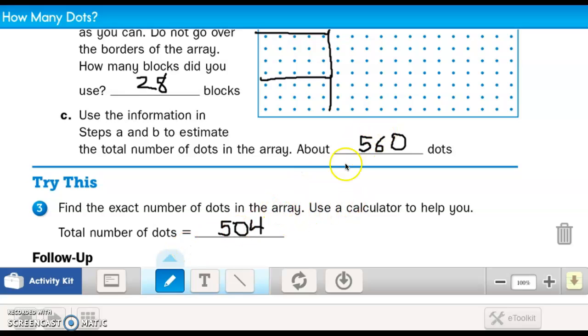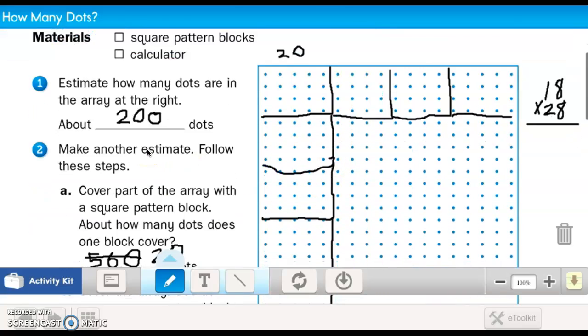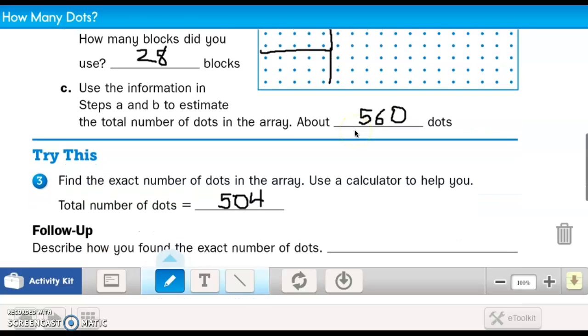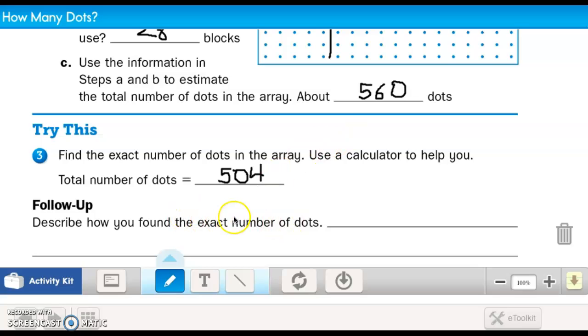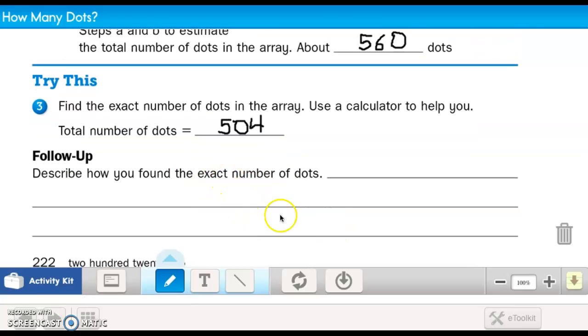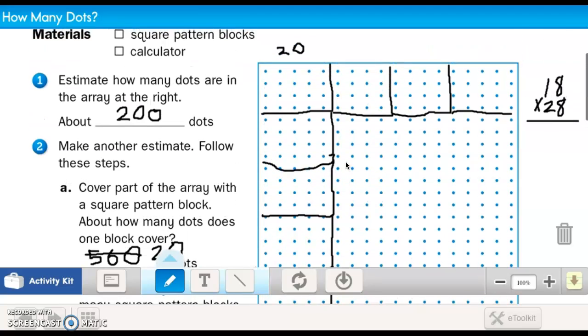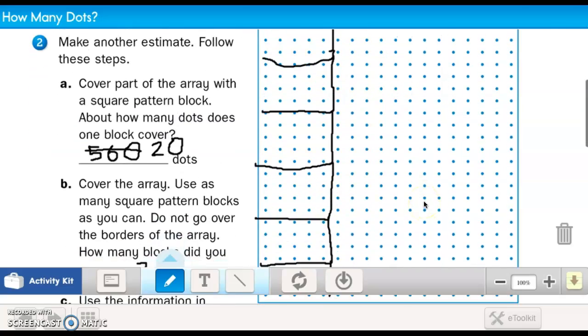Now I know that's a little far, but at least we're in the 500 mark, whereas when I just guessed, I was 200. So we're a lot closer to the estimate when we do something like this, okay? That's what they're showing you. And then we just talked about how you don't have to do this part down here because we just talked about how we did it. But that is one way to figure out how many dots without actually counting all the dots.